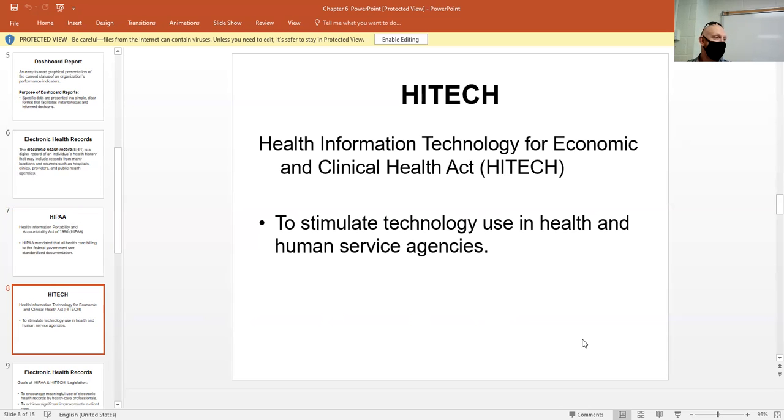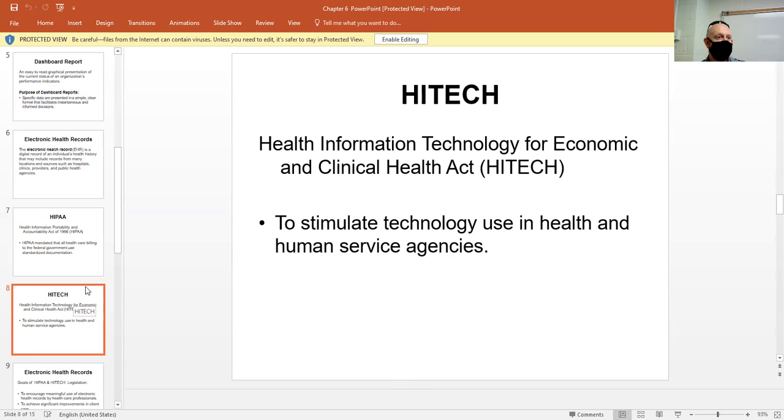Y'all can look that up. You don't have to memorize it, but just know what it's about. It stimulates technology use in health and human service agencies. It was a push put out there for getting people to buy into electronic health records and things like that. They want technology in health and human service agencies. Money is tied into that process, I can tell you.